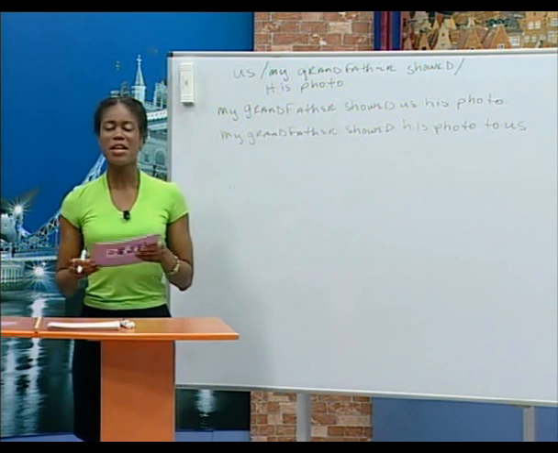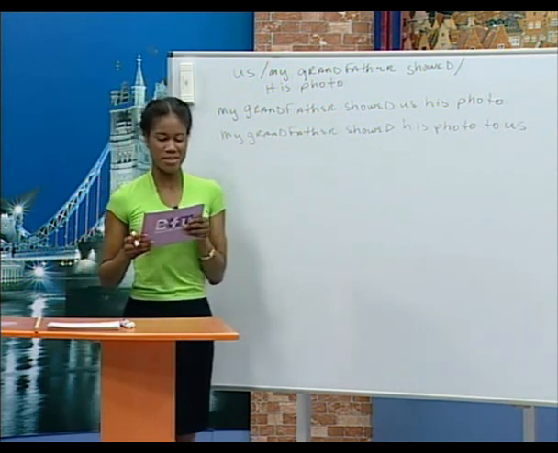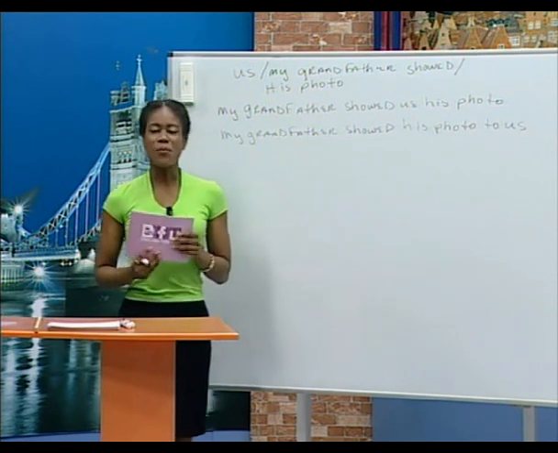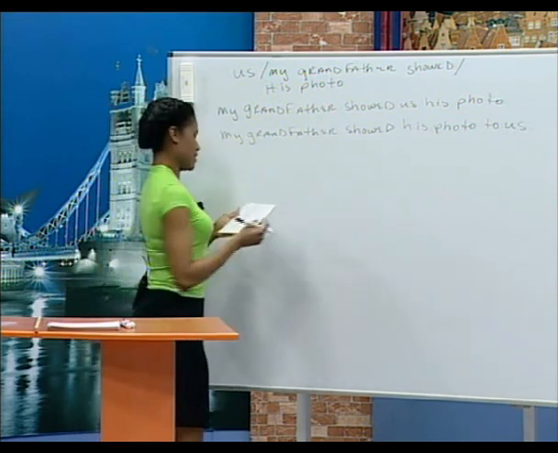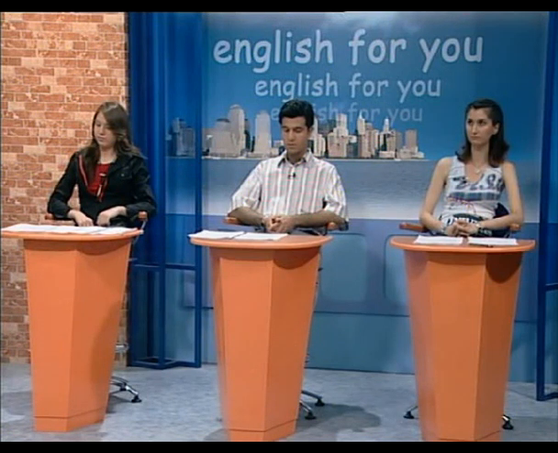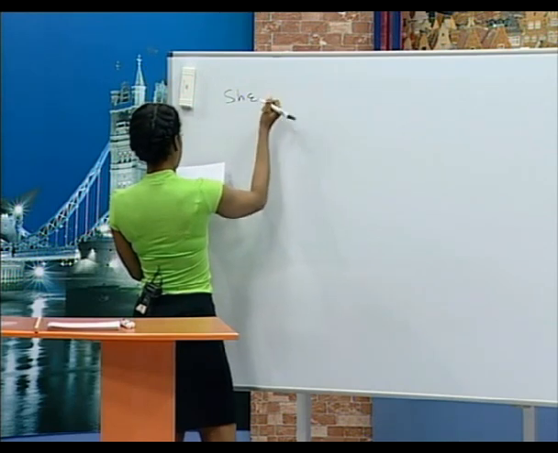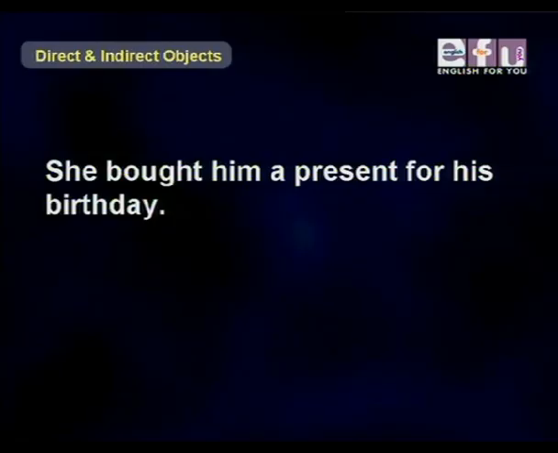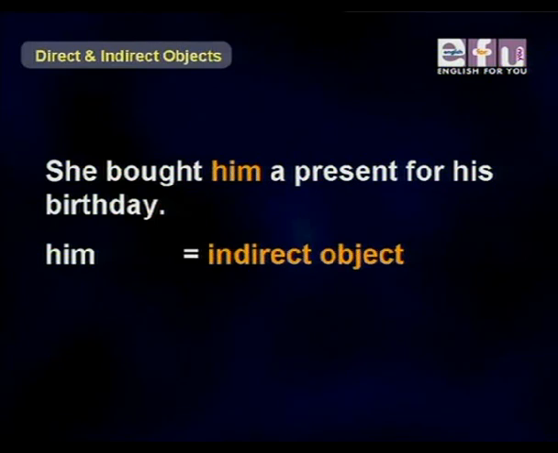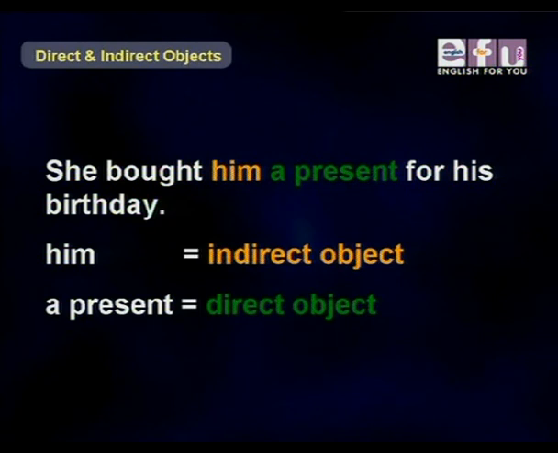Let's practice looking for direct objects and indirect objects. I will give you some sentences. I want you to tell me which is the direct object and which is the indirect object. Okay. More examples. Okay, Anna, look at the first sentence and tell me the direct object and the indirect object. She bought him a present for his birthday. Him is the indirect object and the present is the direct object. Good.